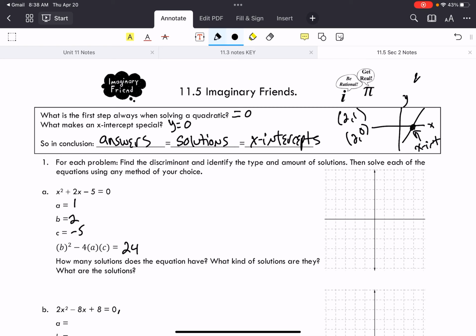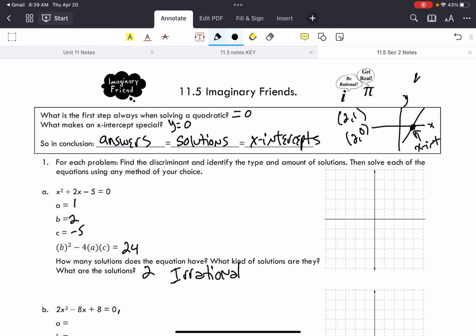Not a perfect square, but it's positive. So how many solutions does it have? 2. And what kind? Irrational. Good. Meaning they're still going to have a square root in their answer, right? Everybody good?